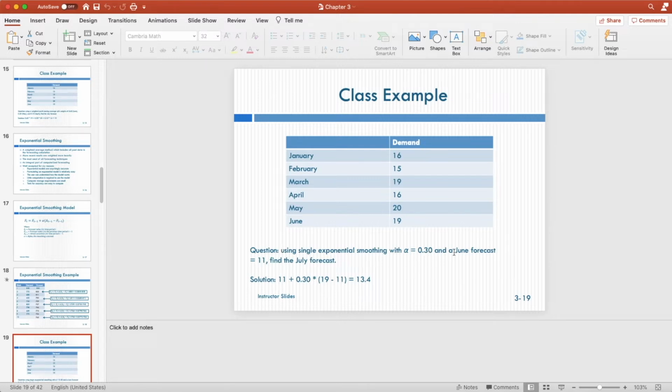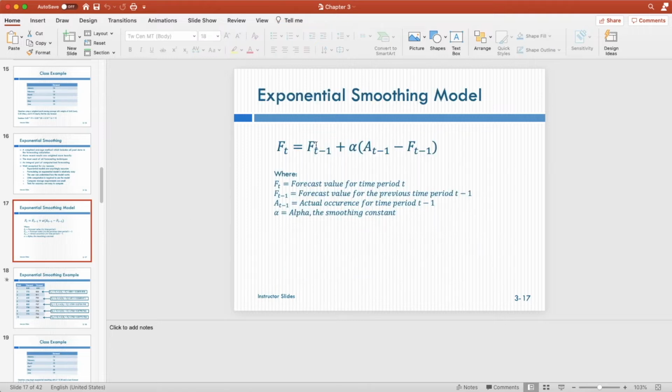and a June forecast equals 11. Suppose I tell you these two pieces of information. I want you to figure out what the July forecast is. How do we calculate it? The process is very simple. First of all, in order to forecast for July, what do you need? If this is the forecast for July, then what is this? This is the forecast for June, right? Because it's T minus 1.